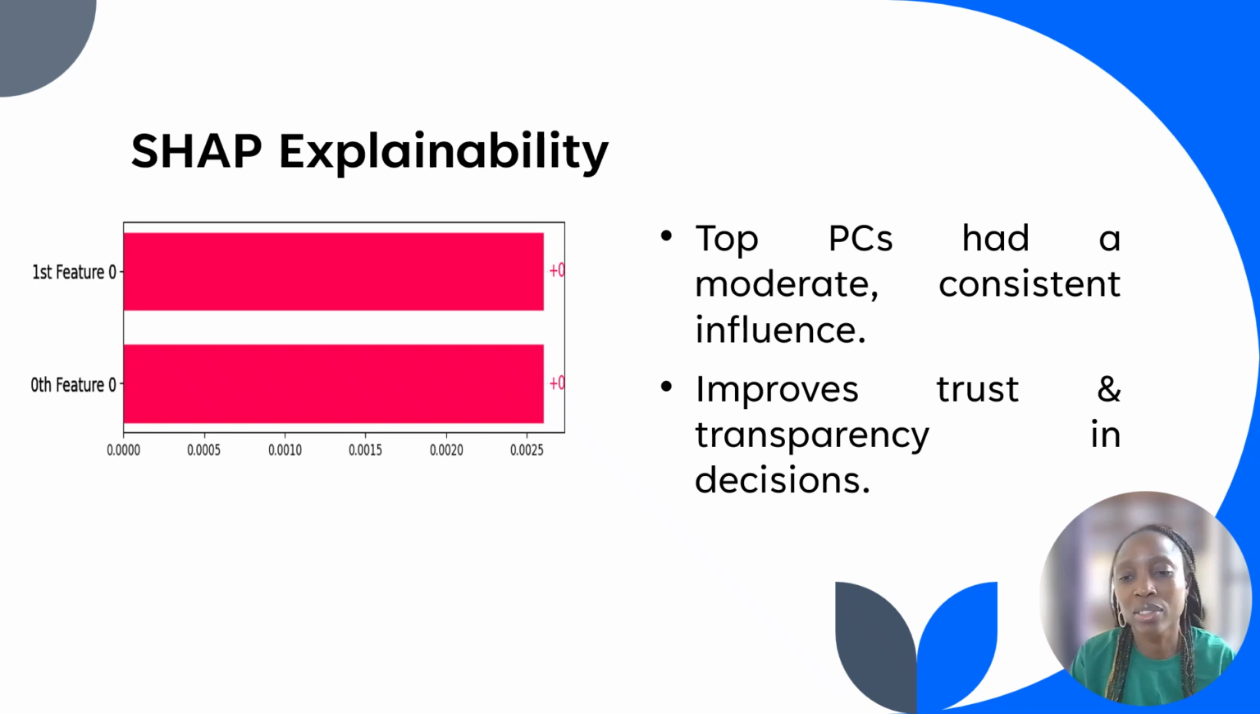Then this is our SHAP explainability, and from the image, it was discovered that it shows the top features, and that they had a moderate and consistent influence. This also helped to improve trust and transparency in decision-making.